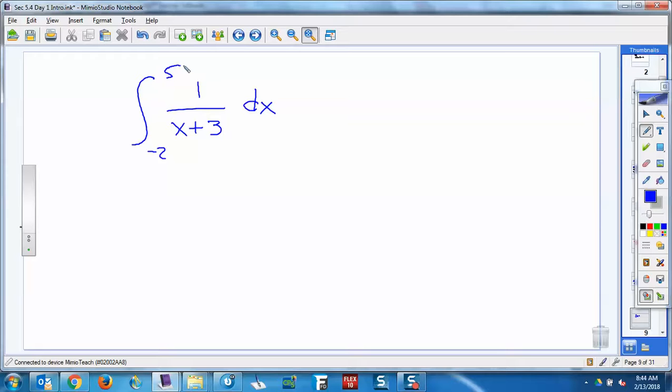The antiderivative of 1 over x, x to the -1, is ln x. Doesn't that make sense? Because the derivative of ln x is 1 over x. So the antiderivative of 1 over x is going to be ln x.